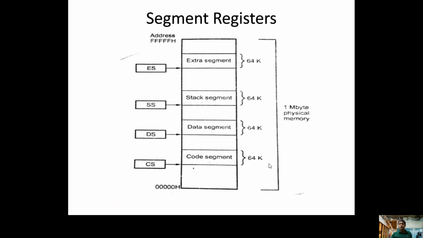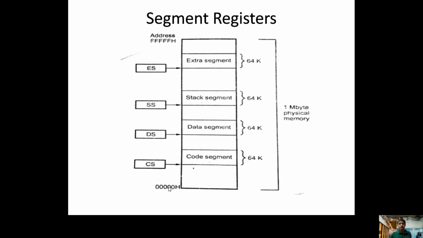A total of 256 kilobytes of memory can be accessed by the processor at a time because of the 4 segment registers. Now the function of each segment register: each segment register can hold the upper 16-bit starting address of the corresponding segment memory. For example, this is a code segment memory. So this CS register can hold the upper 16-bit starting address of this memory.